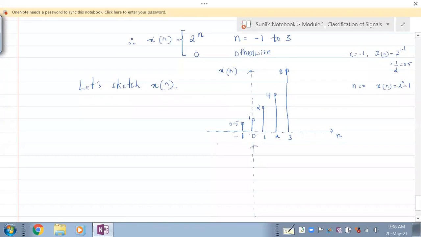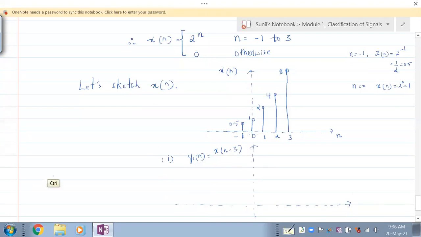Fine. So what we are doing is x of n minus 3, isn't it? So that is your y1 of n. This is your first signal to be sketched. Now, what is the meaning of this? It is just shifting x of n to the right by 3 positions. To the right, mind you.